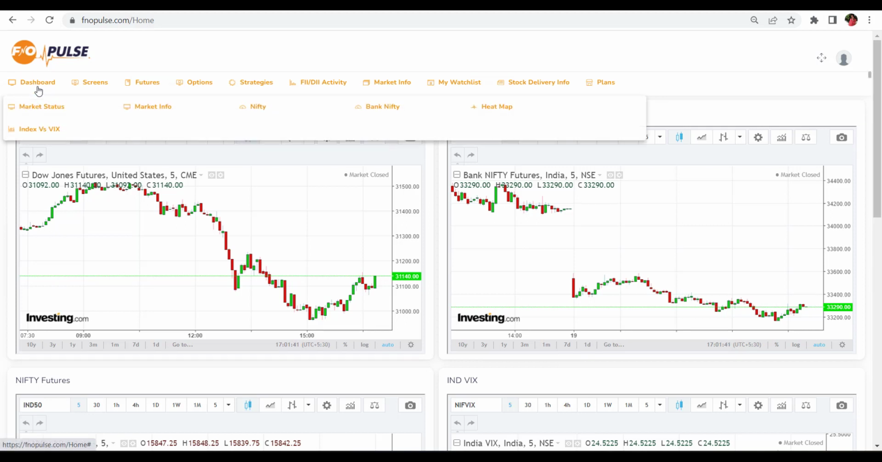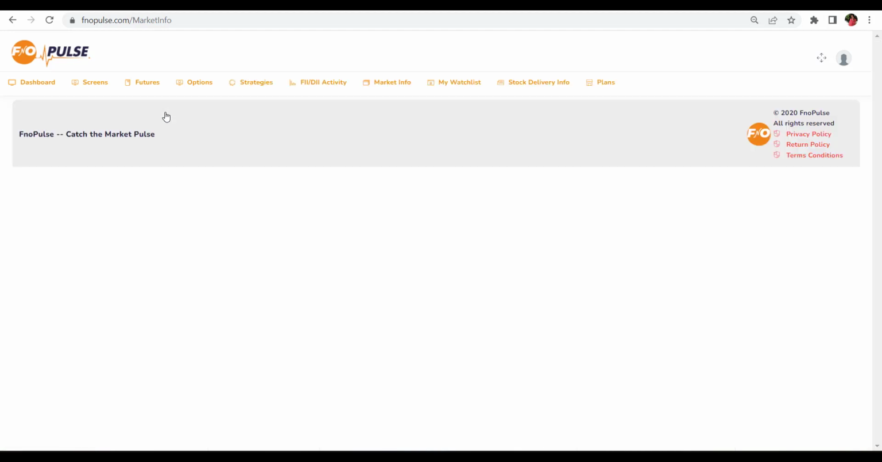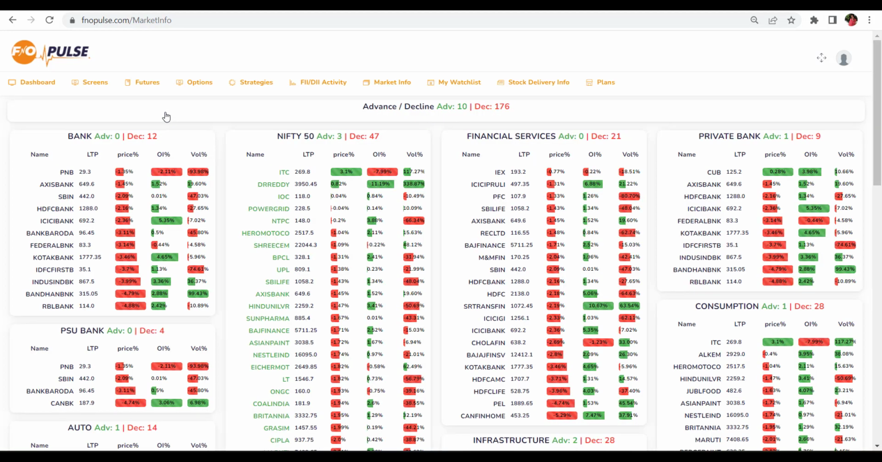Now, once you understand this, you have to go to market info. In market info, the number of advances and declines will be listed here. On the advance side, it's showing 10 and on the decline side, it's showing 176. Let's see Bank Nifty: all on the decline side, the market is almost 800 points on the downside. So it's showing all are in negative decline. Then Nifty 50: only 3 stocks are in advance and the remaining 47 stocks are in decline.